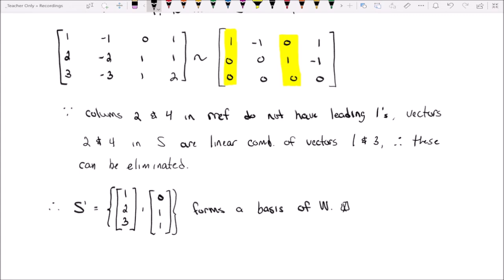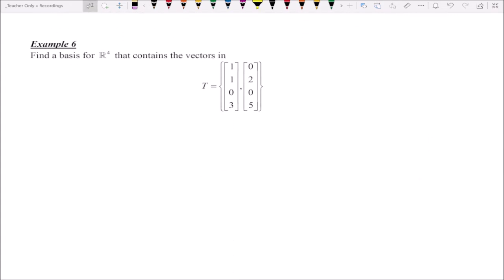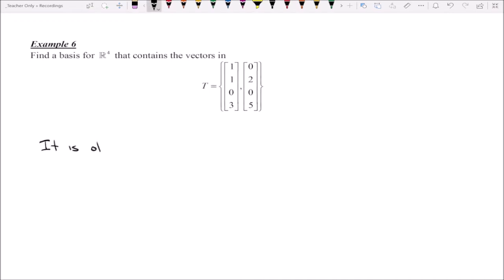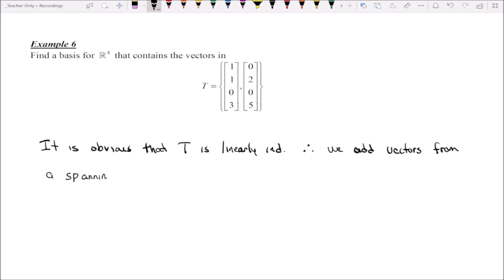So that was how to use the first statement. To use the second statement, let's consider this set here, T, which is linearly independent. And we want to find a basis for R4 that contains these two vectors. It should be obvious that it is linearly independent. So therefore, we just have to add vectors from a spanning set into T, and then proceed as we did in the previous example.